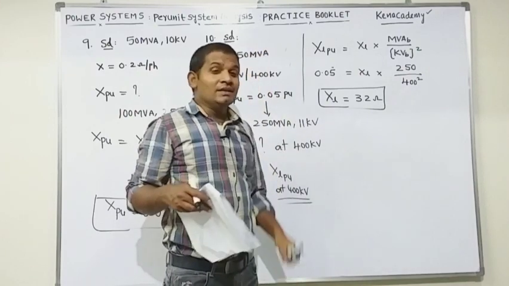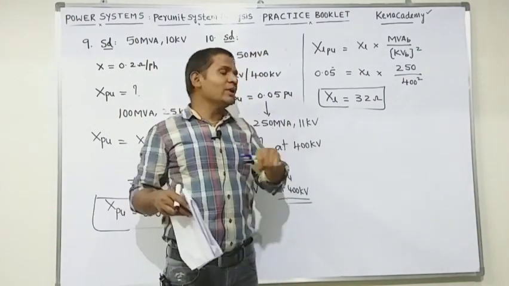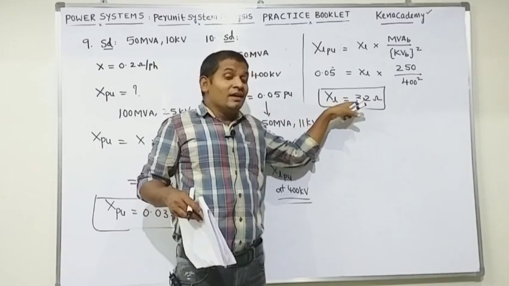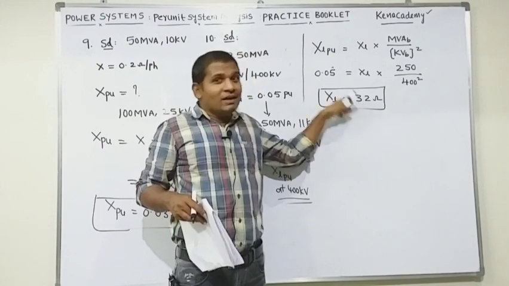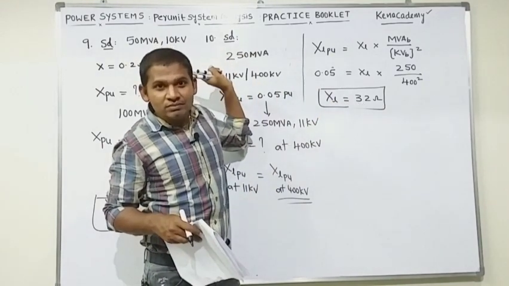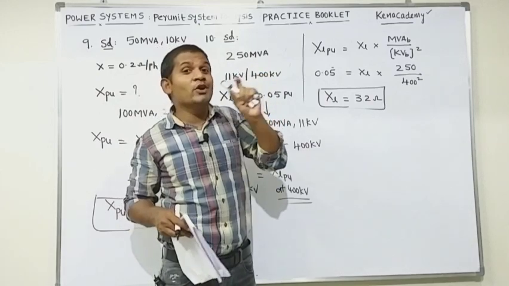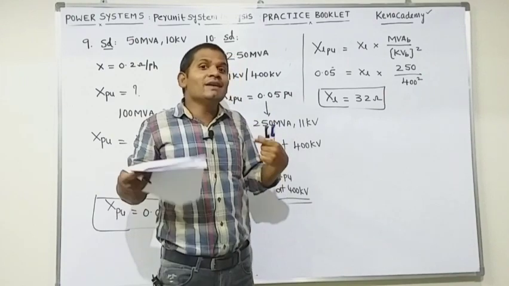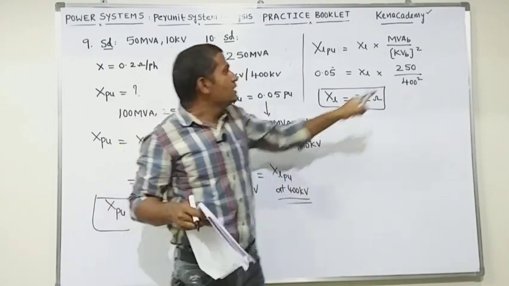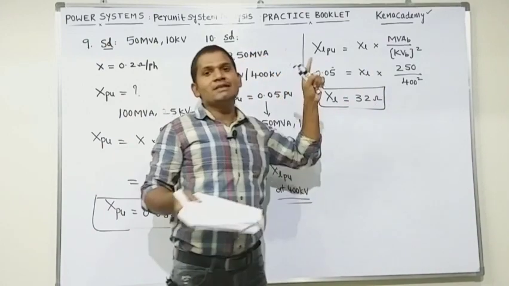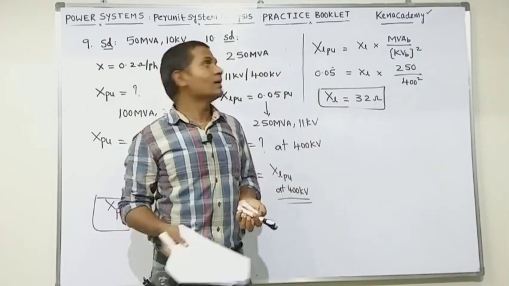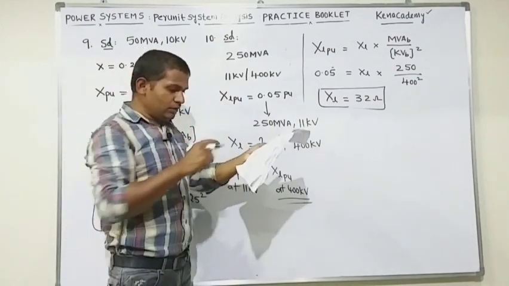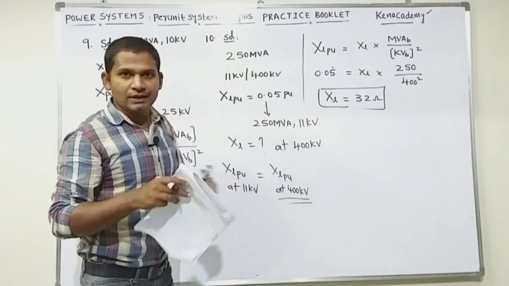Shall I ask one question here? Students, tell me, is the leakage reactance at 400 kV, 32 ohms, the same as the leakage reactance at the 11 kV side? No. Only per unit values are the same, but actual absolute values will never be the same. If you want to calculate the leakage reactance at the 11 kV side, substitute 11 kV here, then we can get it. Clear? Okay, this is the solution for question number 10. That is an ESC 2001 question. According to the given options, option D is correct.